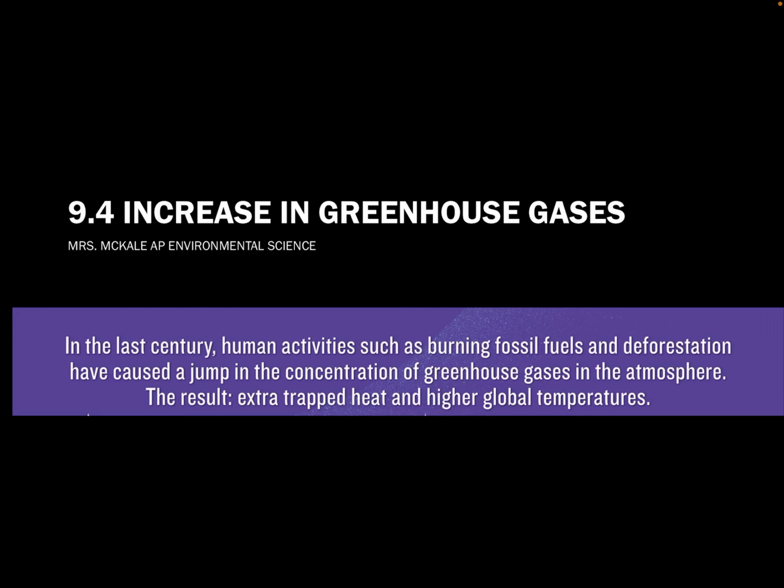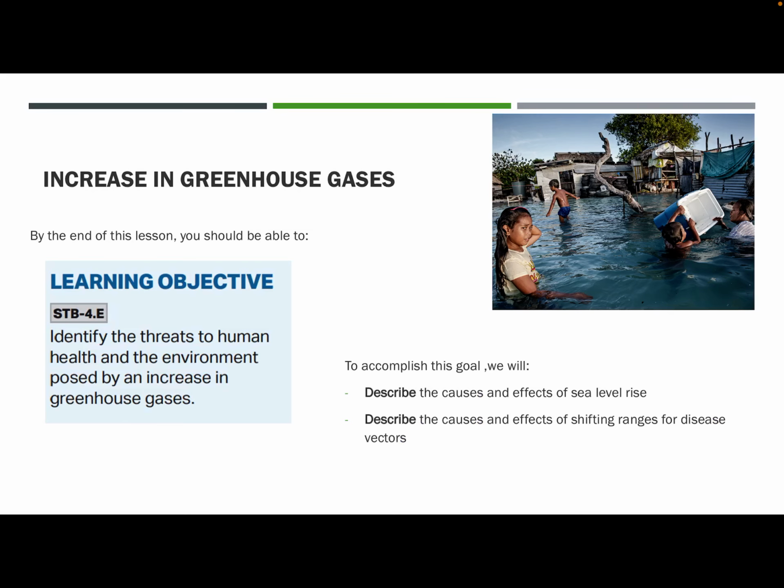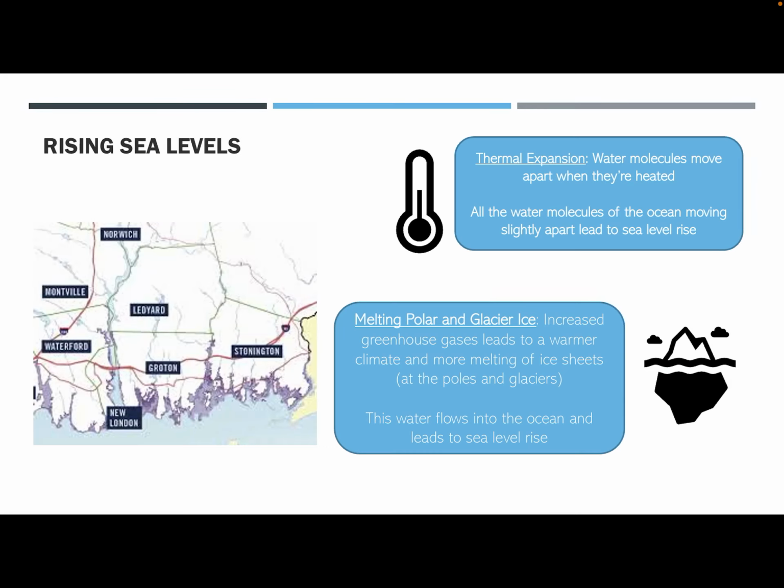This is 9.4, Increase in Greenhouse Gases. So by the end of this lesson, you should be able to identify the threats to human health and the environment posed by an increase in the greenhouse gases. To accomplish this goal, we will describe the cause and effect of sea level rise and describe the cause and effect of shifting ranges for disease vectors. So let's start with sea level rise.